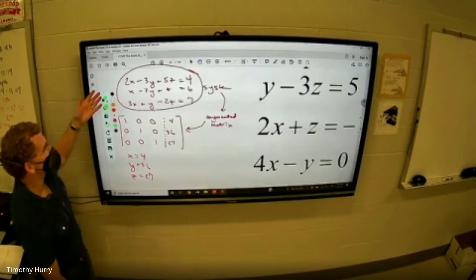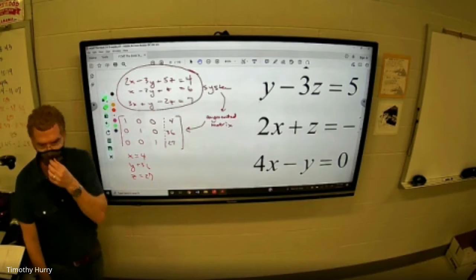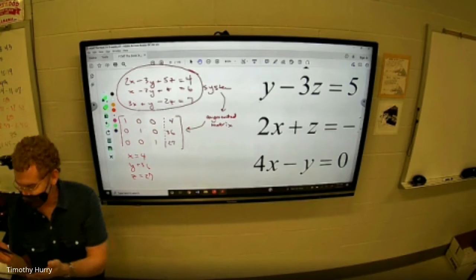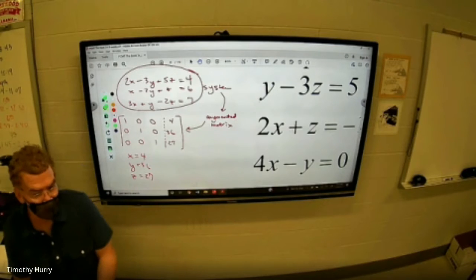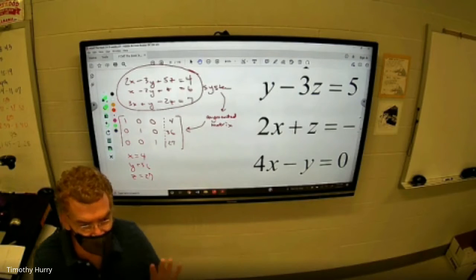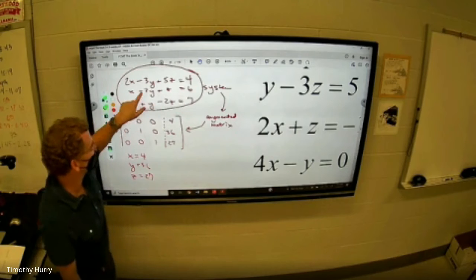So this one I just made up, so it probably has pretty ugly answers, and I try to give you nicer, neater answers when you're doing this. But on this test, I really don't need to do that because all you've got to do is make sure you type everything in correctly.